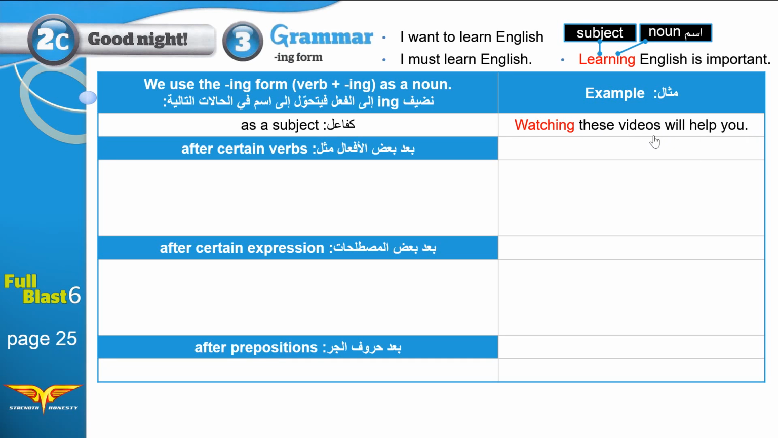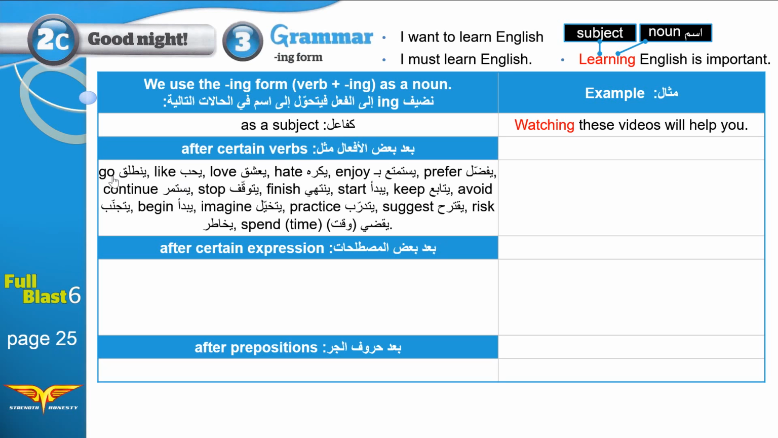Another example, swimming is healthy. Swimming is a good sport. Playing football can help you keep fit. Alright, let's move on to the next situation where we have to put ing to the verb after certain verbs.